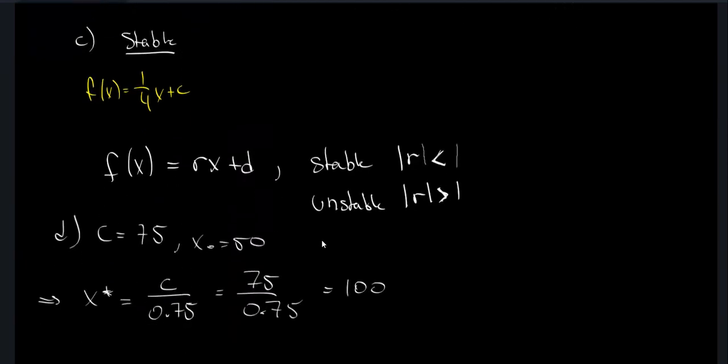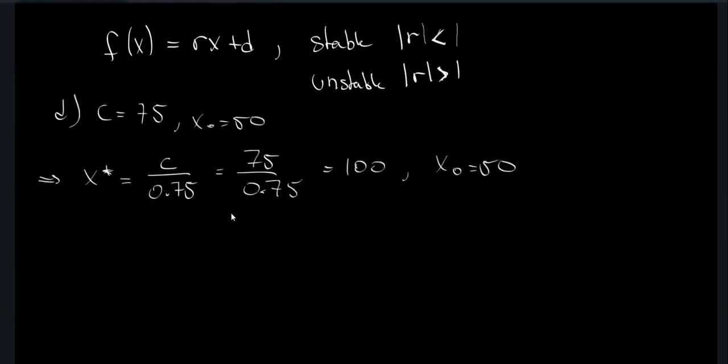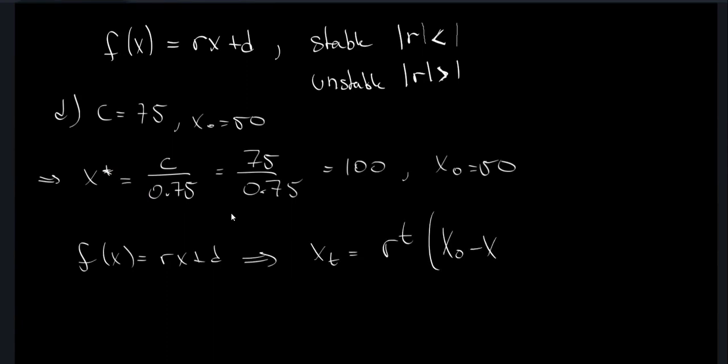Okay, that's our equilibrium. And x naught is 50. So now if we go ahead and calculate our general solution, remember for a system f of x equals rx plus d, the general solution is always of the form x_t is equal to r to the t times (x naught minus x star) plus x star. In our case, r is a quarter, and d is, in this case, the c, which is 75. So this is pretty easy.